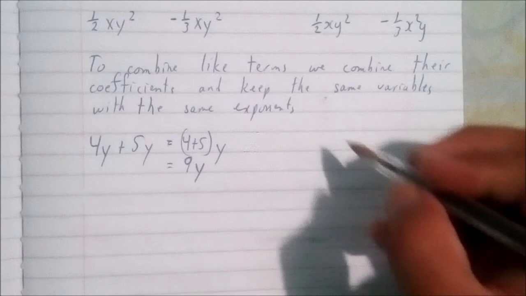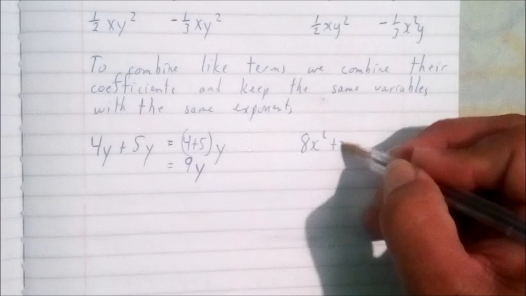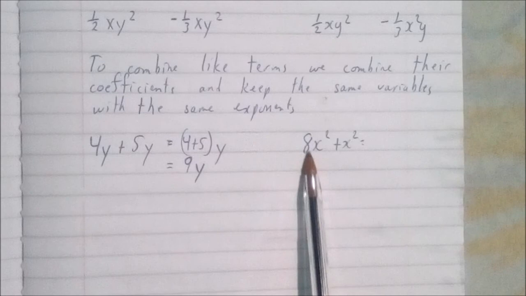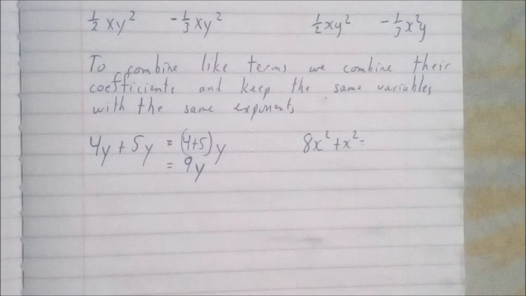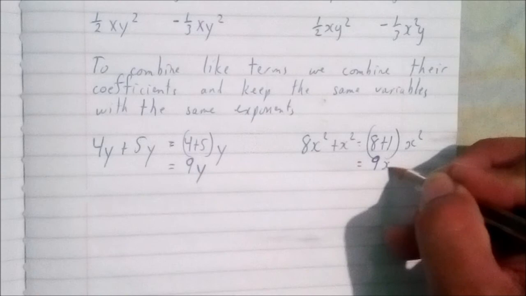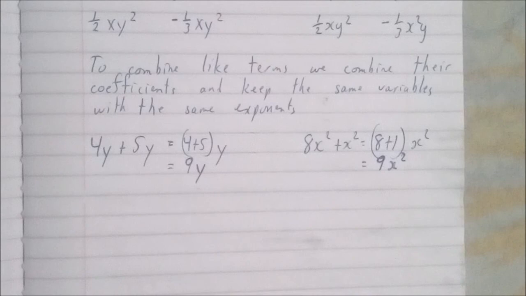Suppose you have 8x squared plus x squared. Are they like terms? Yes. They have the same variable to the same power. So we can combine them. The coefficient here is 8 and the coefficient here is 1. Exactly. Because 1 is in front of this x squared. So therefore we're going to write 8 plus 1 open close bracket x squared equals 9x squared. Now don't feel that every time you will be getting a 9 whenever you will add them, okay? That doesn't work that way.